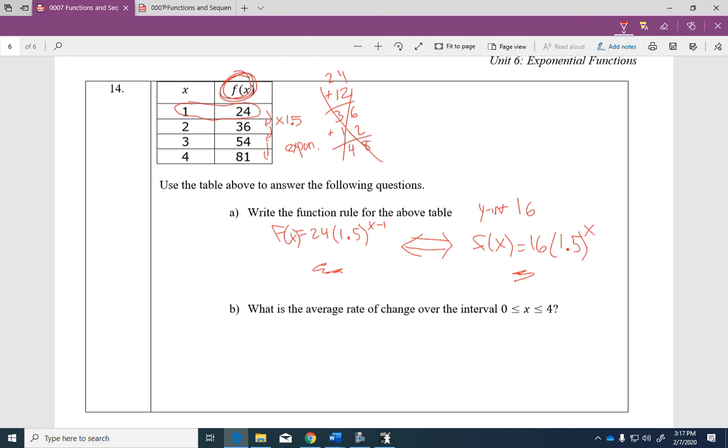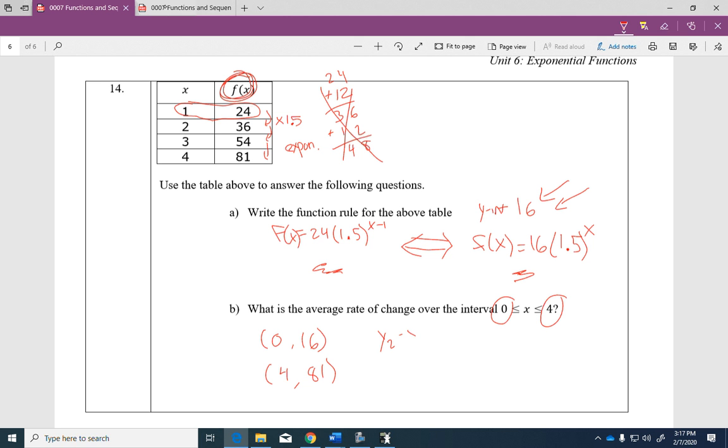Anyway, it's asking what the average rate of change is over the interval from 0 to 4. Remember, they're telling me to use 2 points. One point has an x value of 0. The other point has an x value of 4. Go look at your table. They don't have the 0. Good thing I did this before. When x is 0, the y value is 16. And when x is 4, the y value is 81.